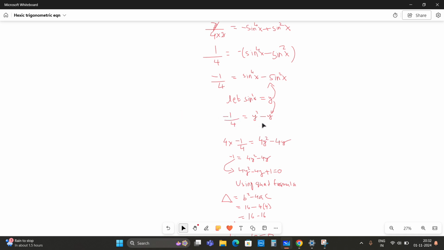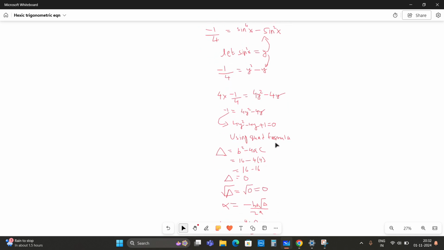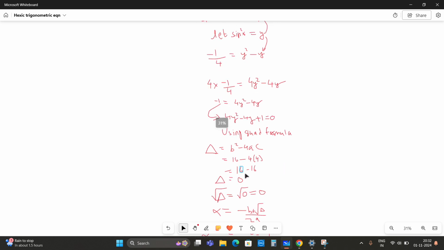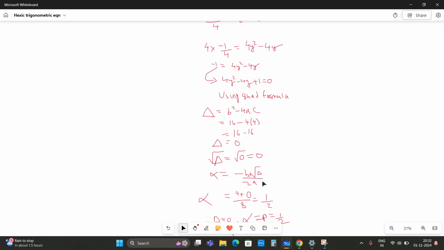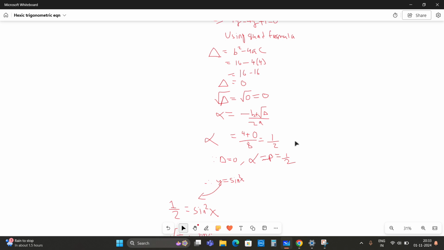Now multiplying 4 on both sides, we get negative 4 equals 4y^2 minus 4y. We take the 4 and 4 cancels out, becomes negative 1. Now this quadratic equation can be solved using the quadratic formula. We get the discriminant as 0, that means alpha and beta are equal roots. We find the value of alpha is minus b plus square root of the discriminant over 2a. Alpha is 4 over 8, which is half, and beta is also half.